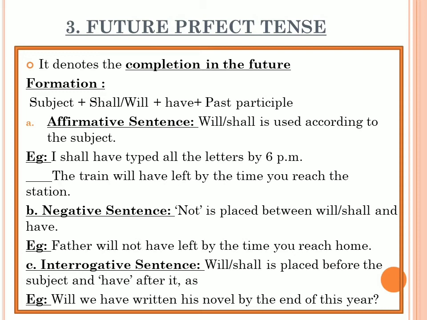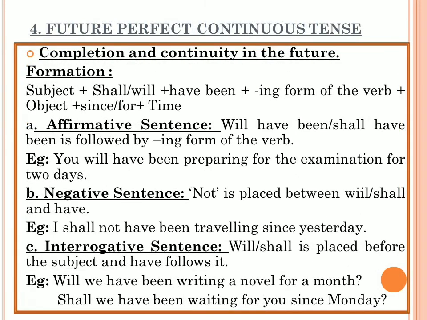Okay. Affirmative sentence: will have been, shall have been, followed by the ing form. So you will have been preparing for the examination for 2 days. So will have been and shall have been are followed by the ing form. Okay. And also the time. Negative sentence: not is placed between will or shall and have. So I shall not, they will not, it will not. Okay. I shall not have been.